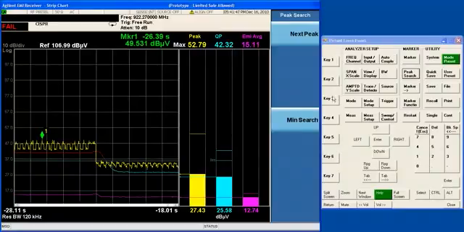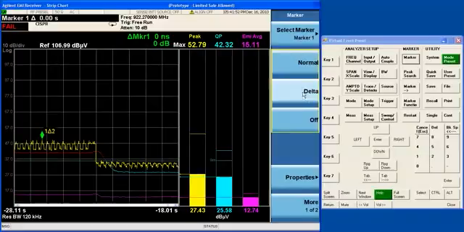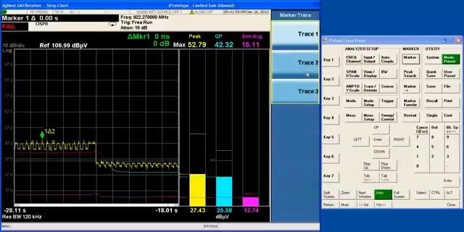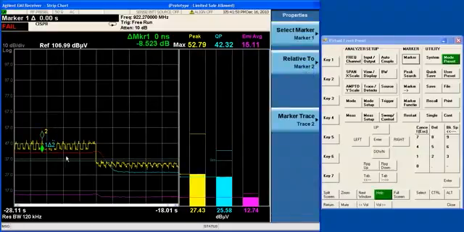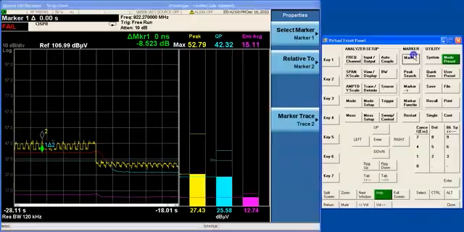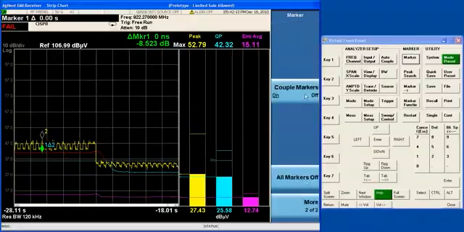Or I can actually look at the delta between 2 detectors by doing a delta marker from trace 1 and then moving the marker to trace 2, and now this is telling me that the delta between trace 1 and trace 2, in other words, between the peak detector and the quasi-peak detector, is 8.5 dB. And by coupling the markers together here and then moving them together, I can move across the entire record and take a look at the peak to quasi-peak ratio across the whole time that I've been capturing.